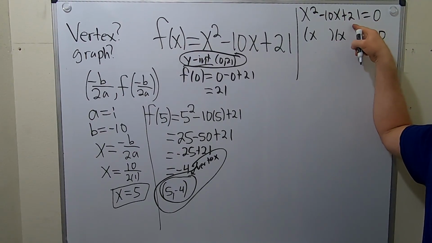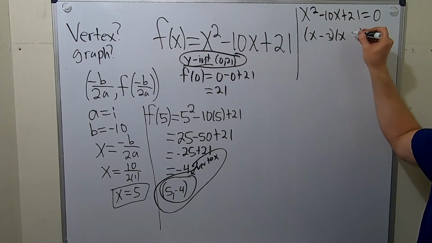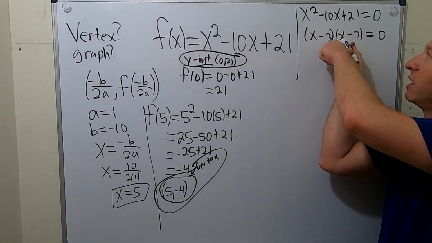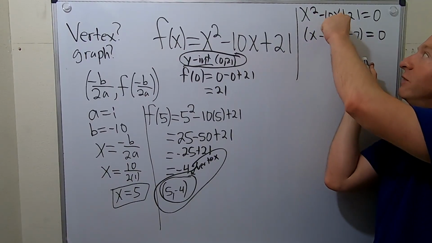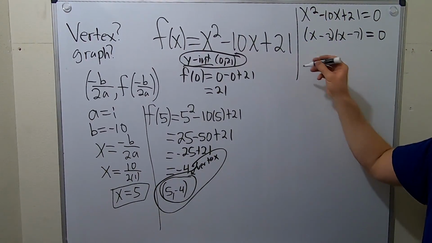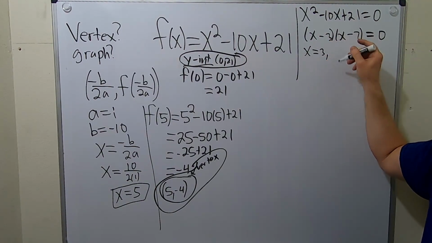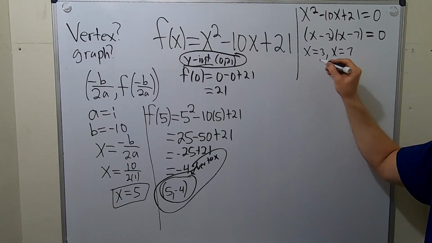We have two numbers that multiply to 21 and add to 10, 3 and 7, right? And they're both negative because they have to add to negative 10, right? Negative 3x and a negative 7x give you negative 10x. The middle and the outside give you this. And then you have a product equal to 0, so you just set each piece equal to 0, so you get two answers, 3 and 7. These are the x-intercepts.